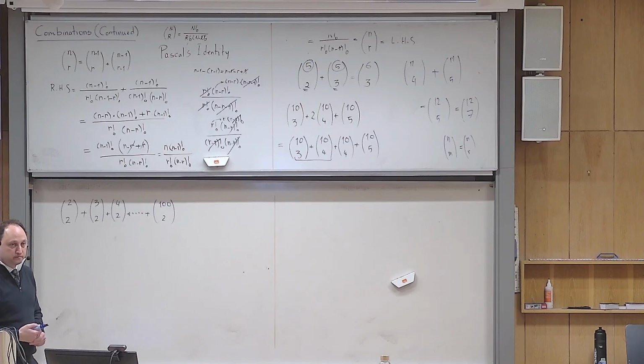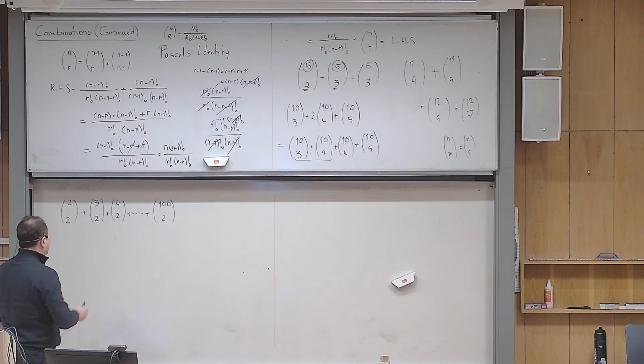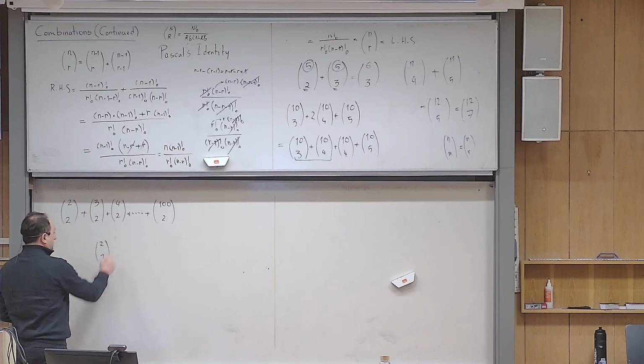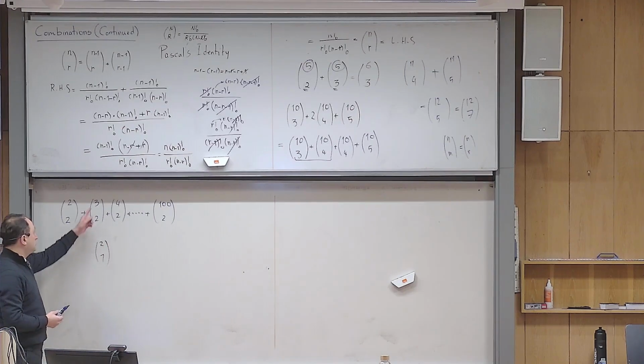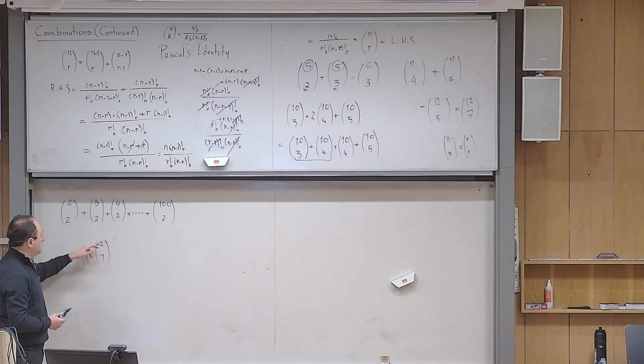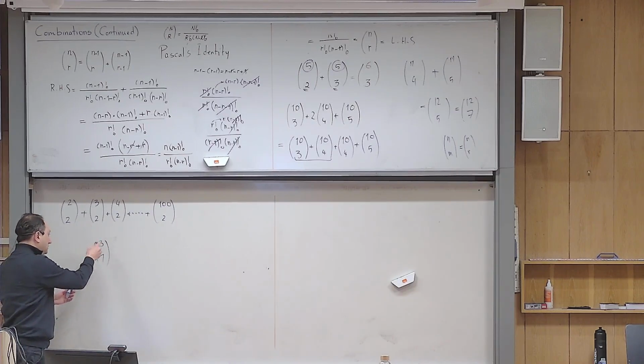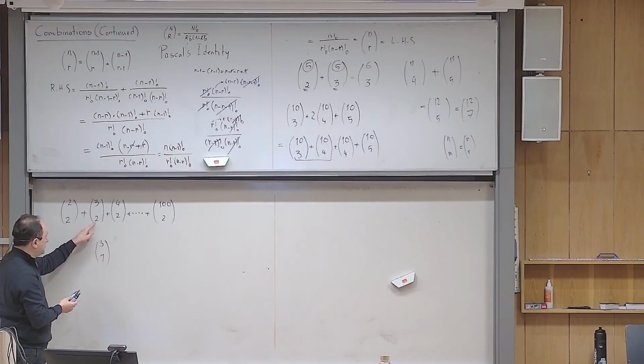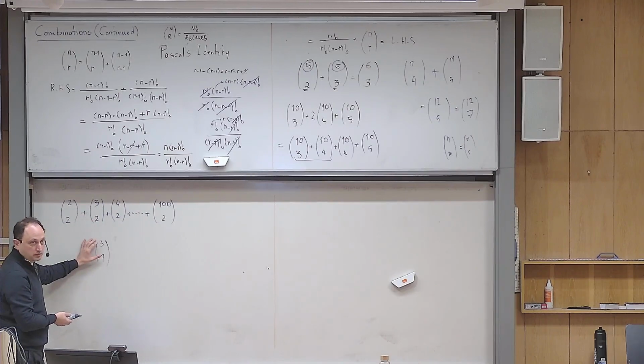Yes, please. You could rewrite 3 choose 2 as 2 choose 1. And 3 choose 2 as 2 choose 1? No, this is not possible. 3 choose 2 is not equal to 2 choose 1, but it is equal to 3 choose 1. This is correct because 1 plus 2 becomes 3, and of course these two symbols are the same.